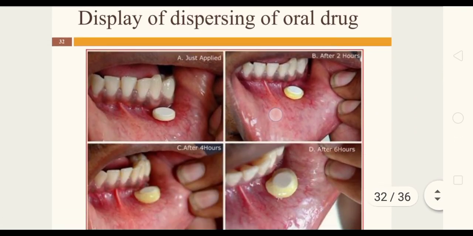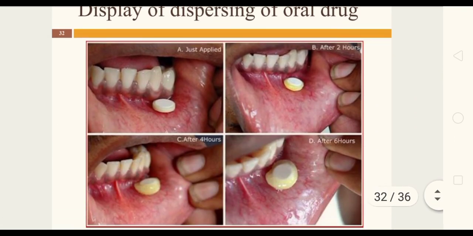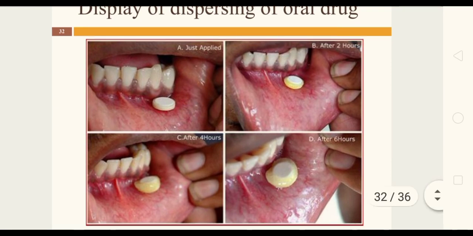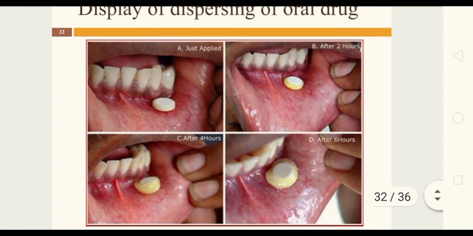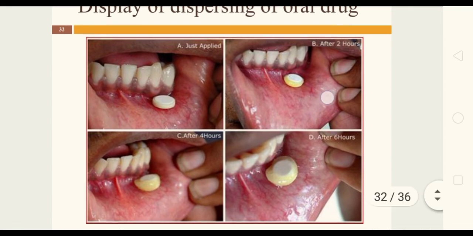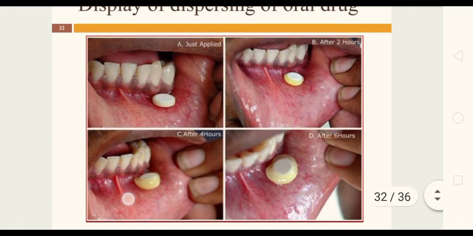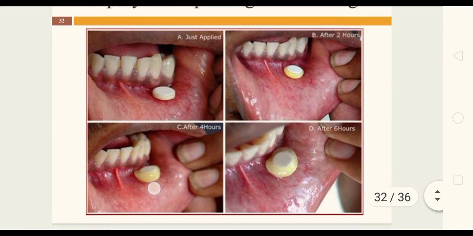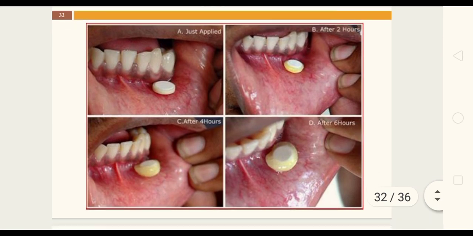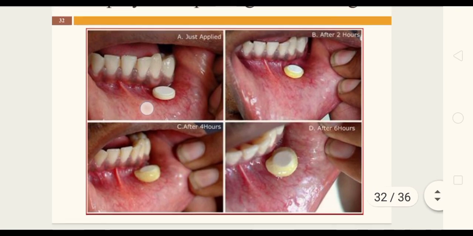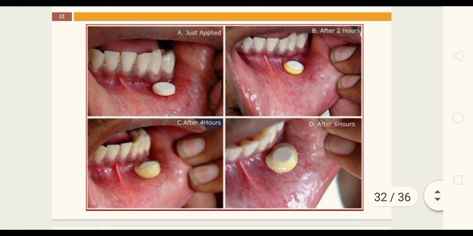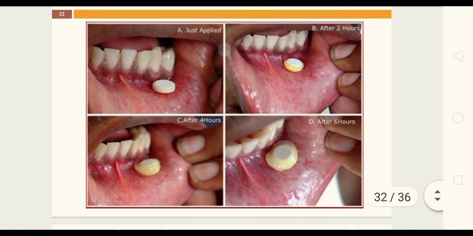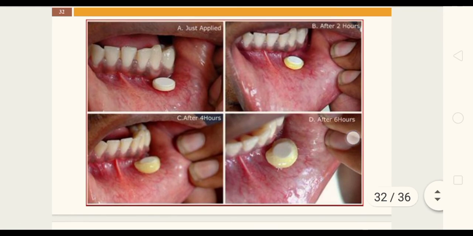Now this is the example we have seen. The drug is placed between the gums and the cheek, and just after application we see no dissolution. After 2 hours, the dissolution starts, after 4 hours the drug dissolves more, and after 6 hours the drug is dissolved much more. We will see that the lifespan of this drug is much longer compared to others, like the short biological half-life we saw in the advantages part. So 2 to 8 hours is taken by this drug to dissolve completely and act there.